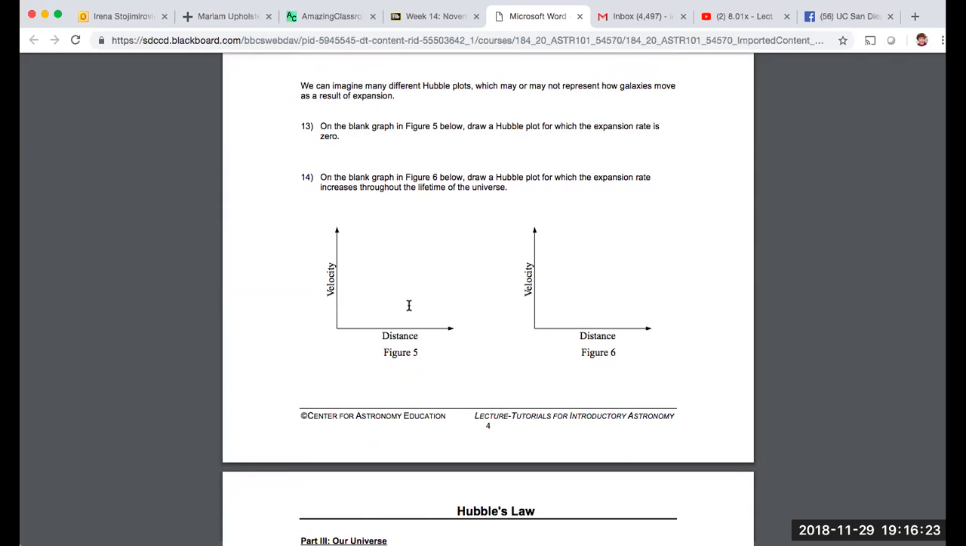13. On the blank graph in figure 5 below, draw a Hubble plot for which the expansion rate is 0. It'd just be a straight line across. Very good. Just a straight line across, because then the slope is 0, so the expansion rate is 0. Okay, great. Number 14, hard. On the blank graph in figure 6 below, draw a Hubble plot for which the expansion rate increases throughout the lifetime of the universe.